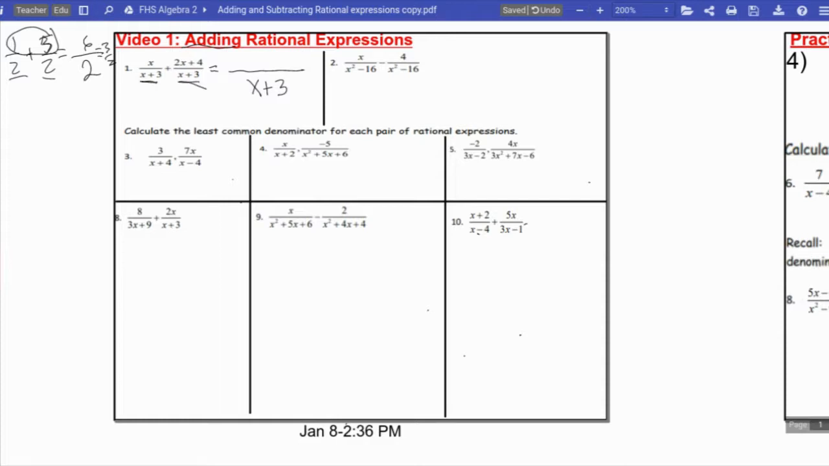Then you just take the top. The first top is x, the second top is 2x plus 4. Then you add the tops by repeating your common denominator. So x plus 2x, you get 3x plus 4, and you're done, because there's really not much you can do. If there are further things to do, then you continue your work from that.